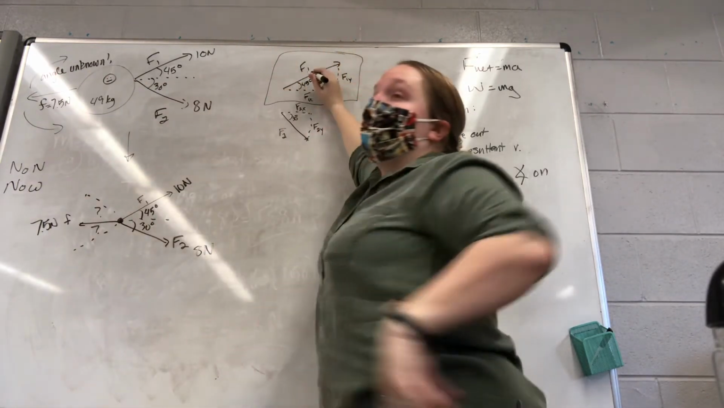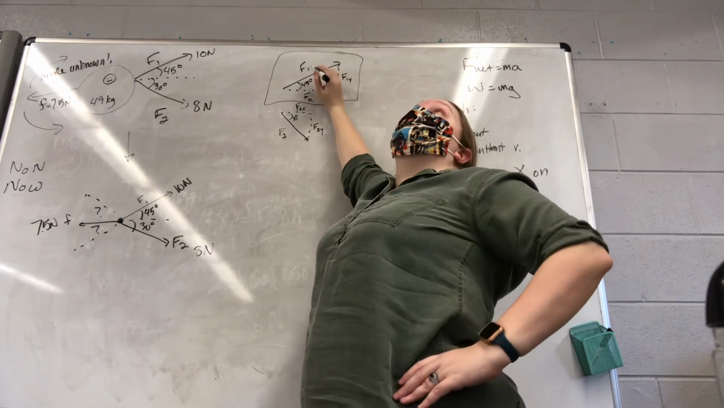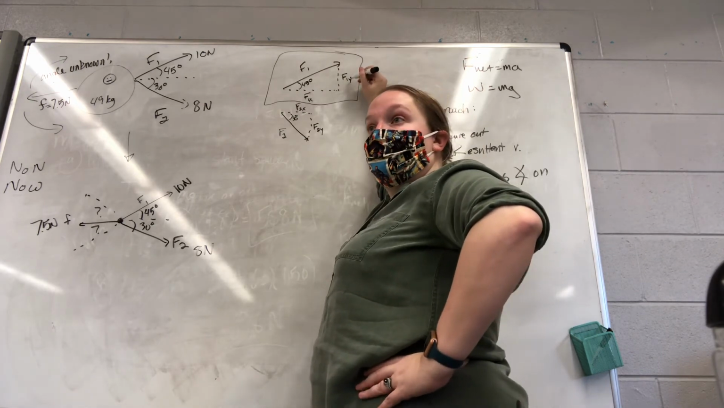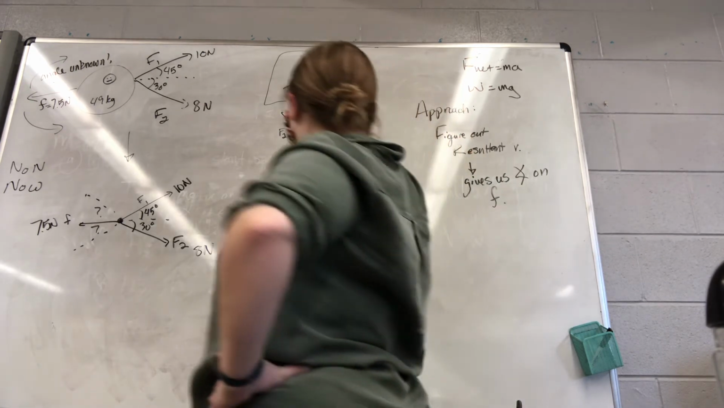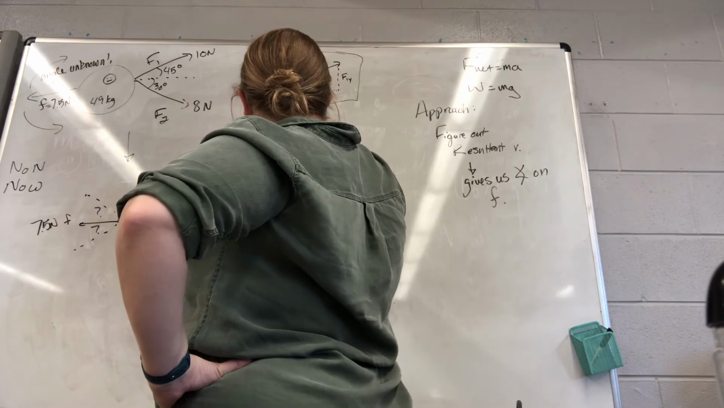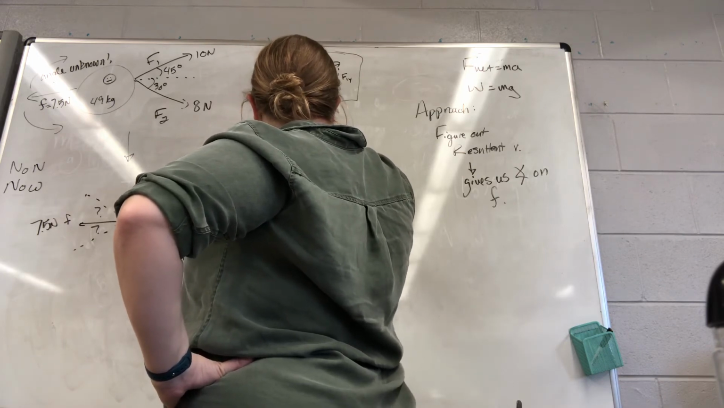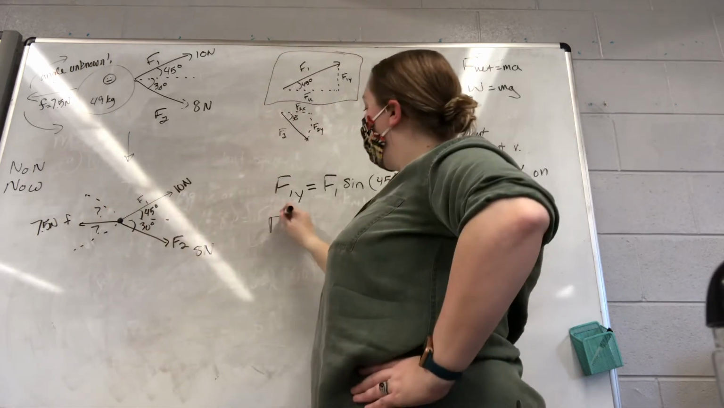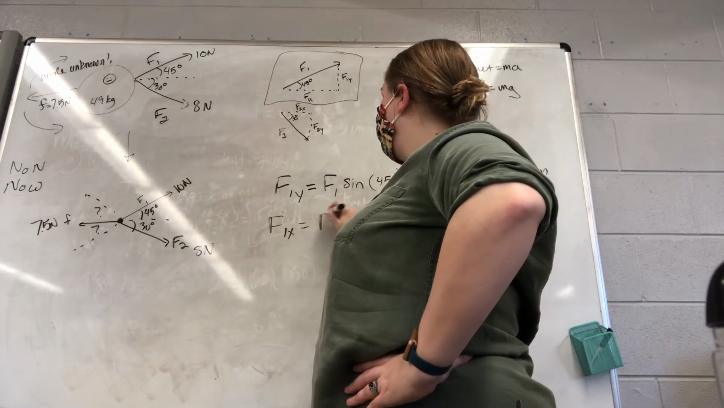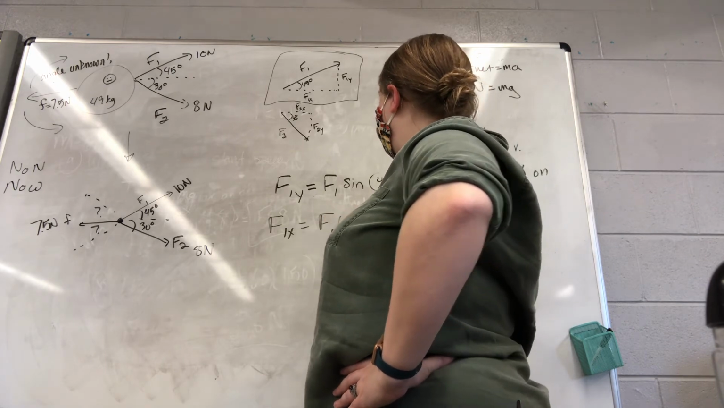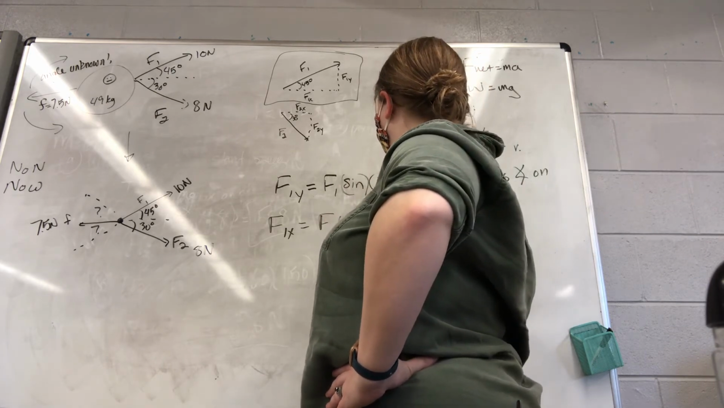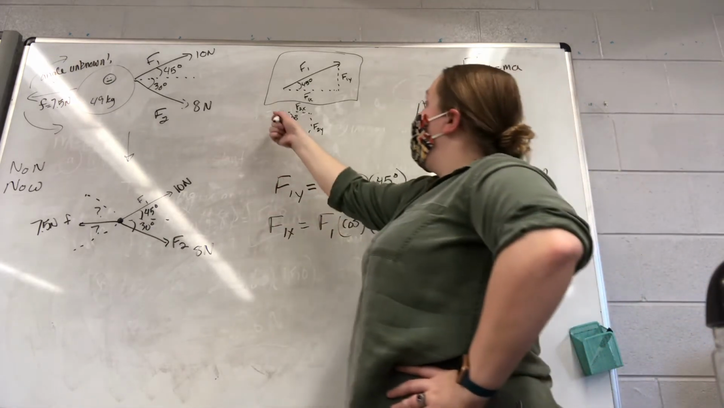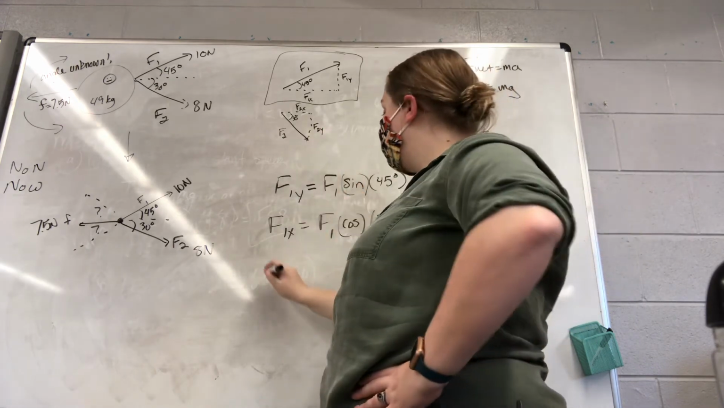The angle is here. SOHCAHTOA. Opposite, so sine would be our y, right? Opposite over hypotenuse. That means that. Over here, opposite's also still going to be sine. So F2y.